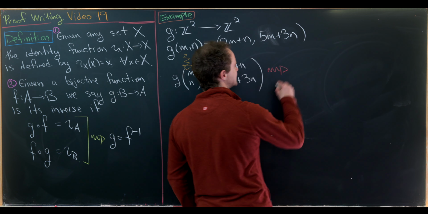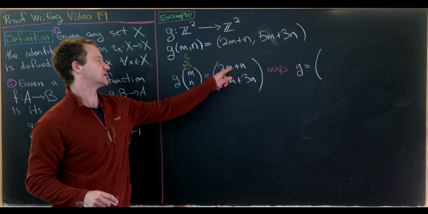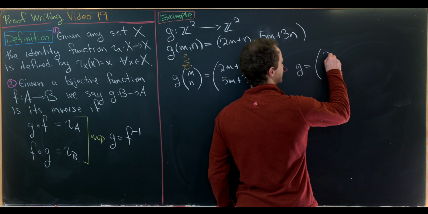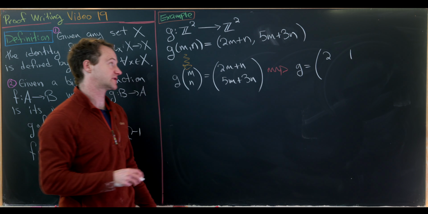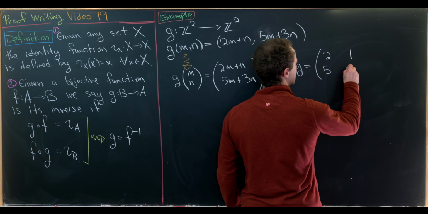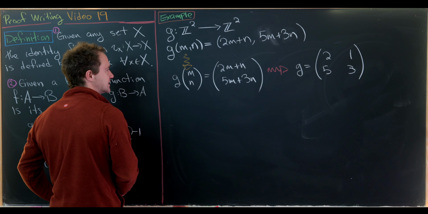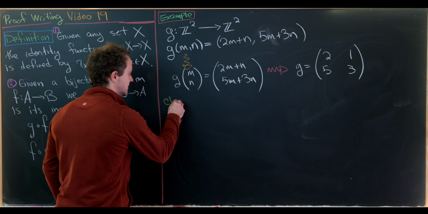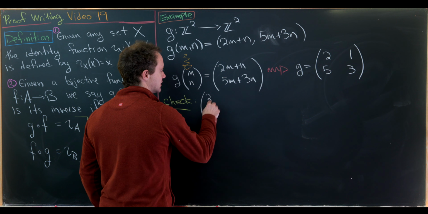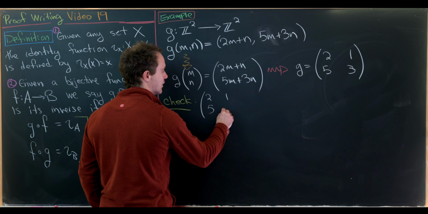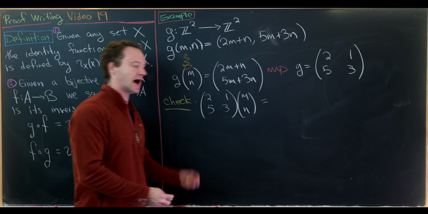And what is that 2 by 2 matrix? Well, we can deconstruct it fairly easily. So this 2m + n tells us that we should have a 2 here and a 1 here. And then this 5m + 3n tells us we should have a 5 here and a 3 here. Now, if you want to, we can check that everything works, but as you'll see, it will work. And by check, I mean we're going to multiply this matrix that we found, [2, 1; 5, 3], into (m, n) and make sure we get the right output.